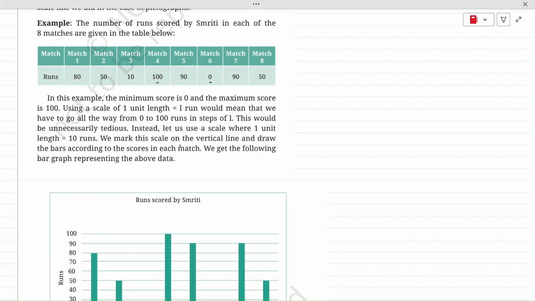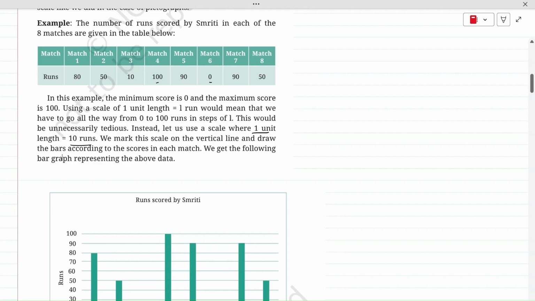And what they have done here, they have taken one unit as 10 runs. So kids, which scale we have to take depends upon the data given to us. If you see this data, it is a multiple of 10, except 0, where we don't have to plot anything. All the other numbers are multiples of 10. So if we take the scale as 1 unit equal to 10, it will be very easy for us to plot this graph.